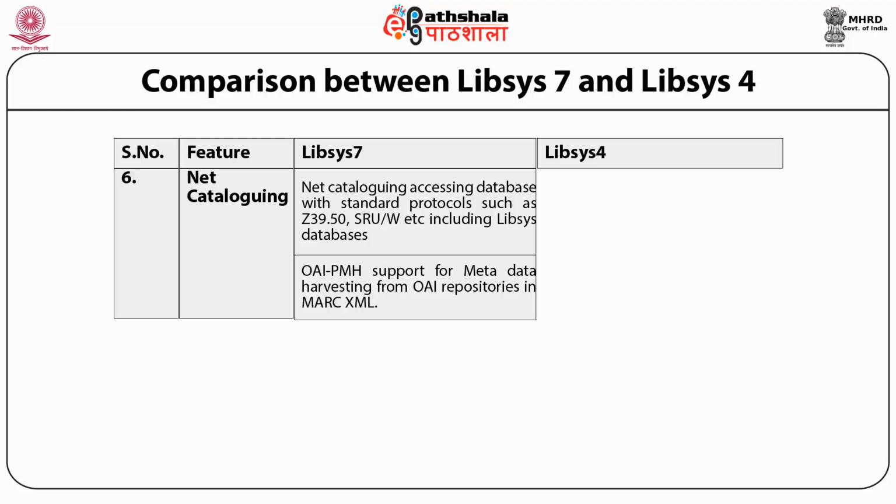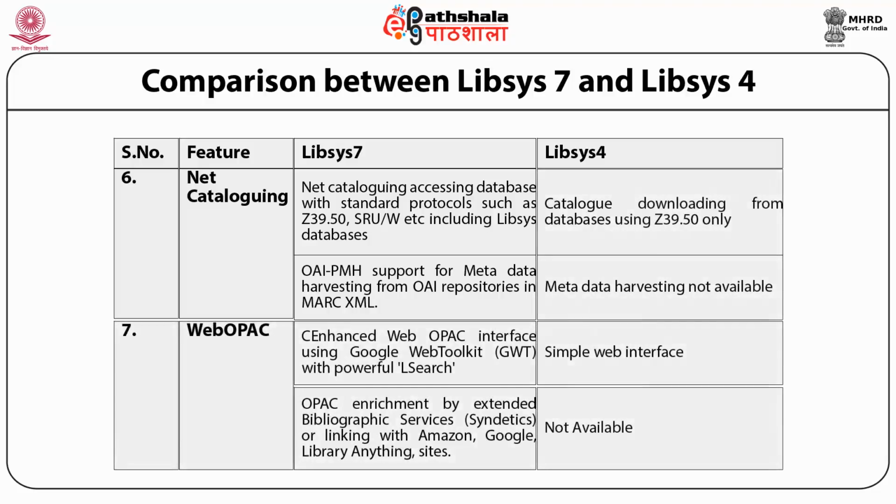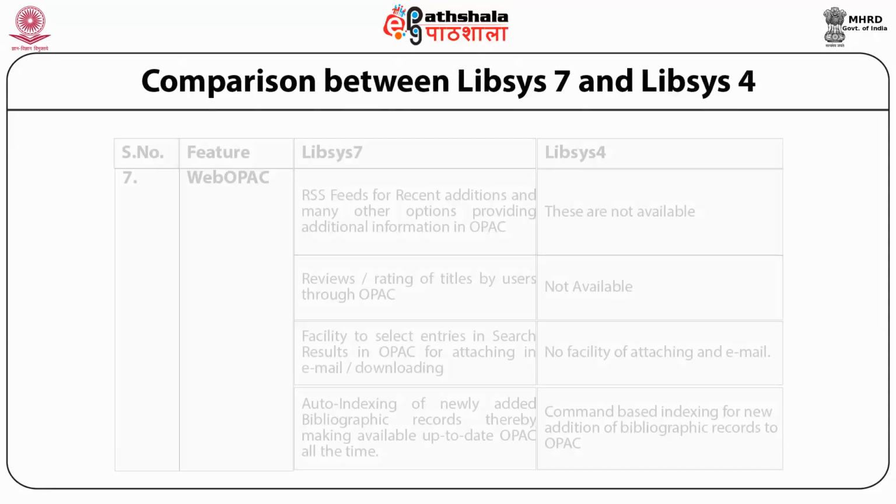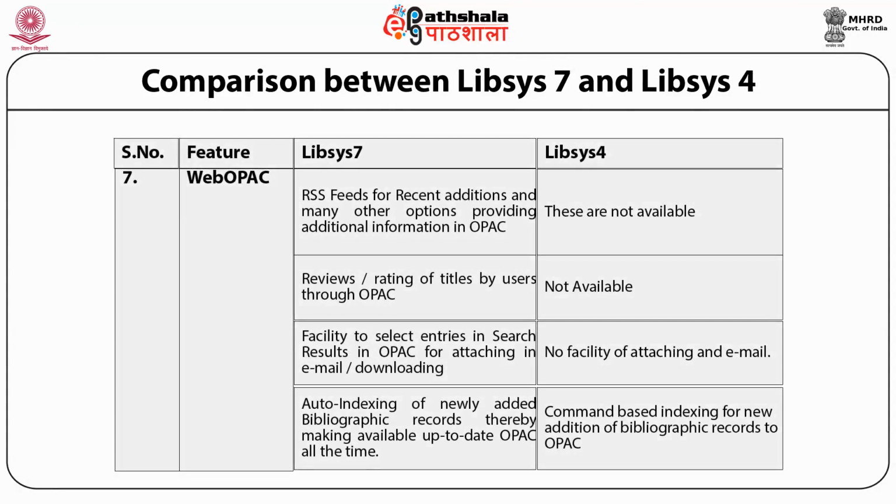LIPSIS 7 has an enhanced and enriched web OPAC interface using Google Toolkit with powerful search. LIPSIS 7 provides RSS feeds for recent editions, and reviews and rating of titles. It facilitates selecting entries in search results in OPAC for attaching in email or downloading. It also provides auto-indexing of newly added bibliographic records, thereby keeping the OPAC up to date all the time. These features were not available in the LIPSIS 4 version.